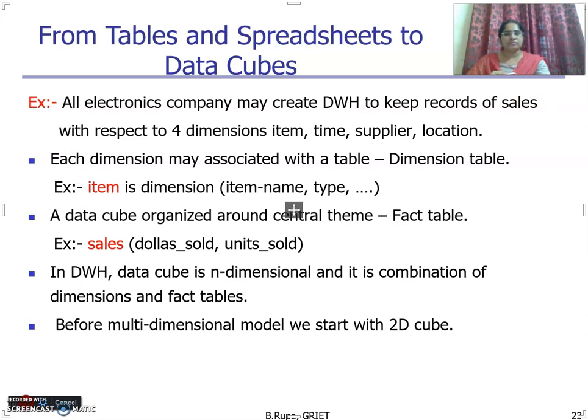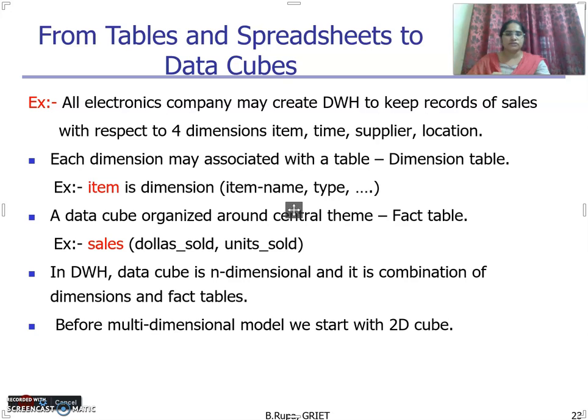So let us go for a simple example. An AllElectronics company may create a data warehouse to keep records of sales with respect to four dimensions: item, time, supplier, and location. Each dimension may be associated with a table that we call a dimension table. For example, item is one dimension; it contains item name, type, brand, and so on. And a data cube is organized around a central theme, the fact table. Here the fact table is the sales fact table. It contains the measures dollars sold and units sold, and it also contains the keys of all the dimension tables.